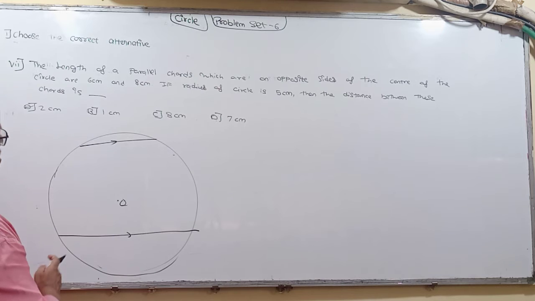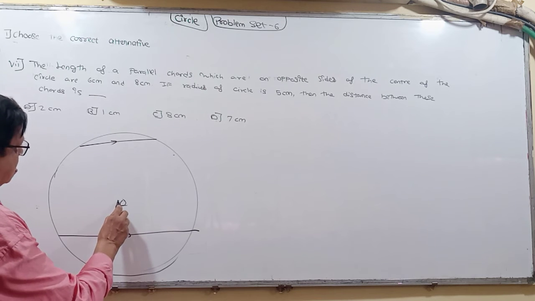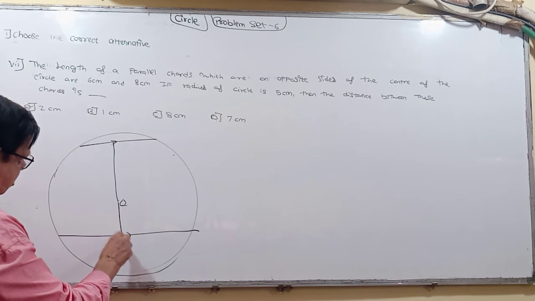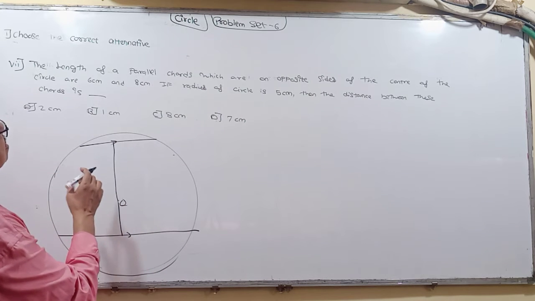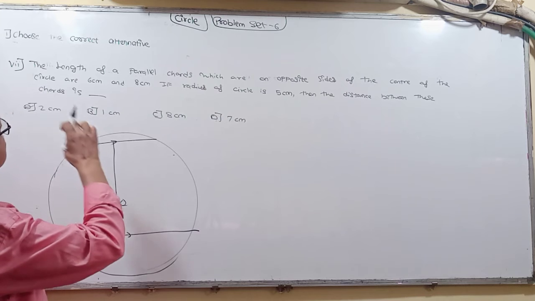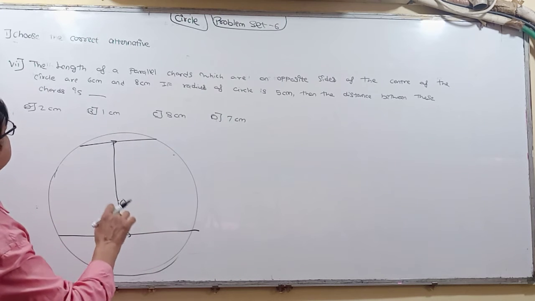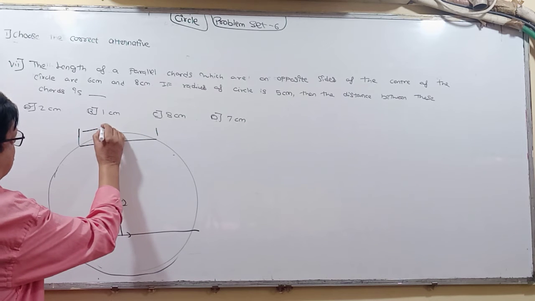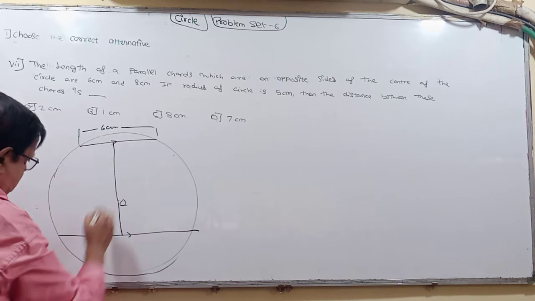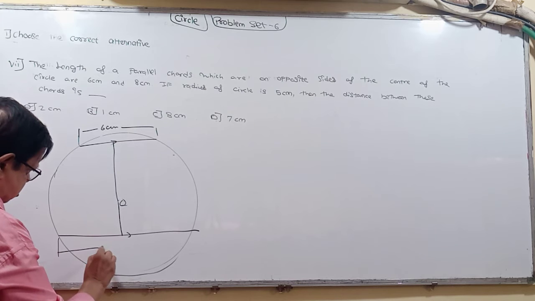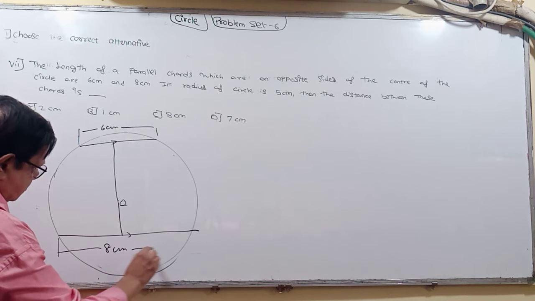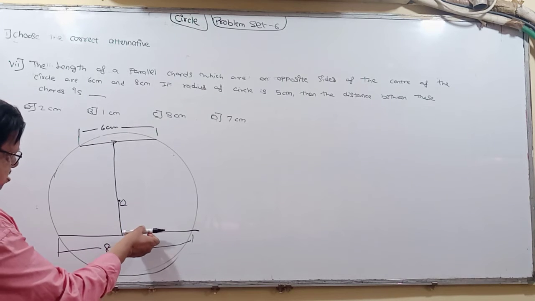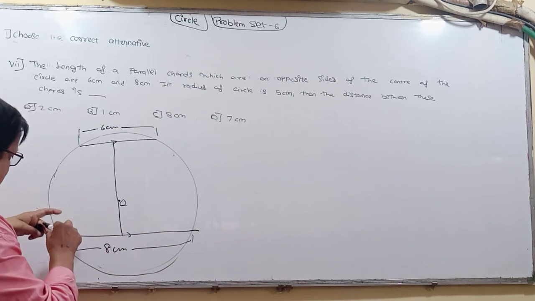They are divided. So we will draw this perpendicular. This is also perpendicular. One chord is 6 centimeter, the other one is 8 centimeter. This is 6 centimeter. This chord is 8 centimeter. So I want to get this distance from here to here.